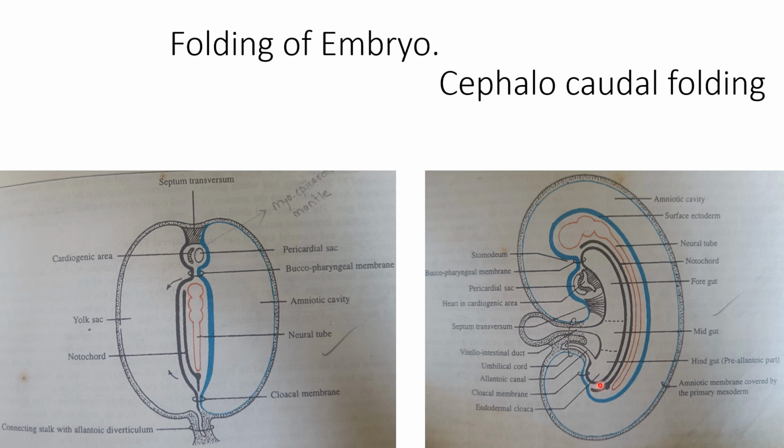Okay, so this is all about the tail fold. So what are the important things to be known? Along the tail fold you can see the distal part of the neural tube, the distal part of the notochord, the primitive streak, then the hindgut is present, then you can see the allantoenteric diverticulum, then the connecting stalk is there, and the cloacal membrane. Okay.